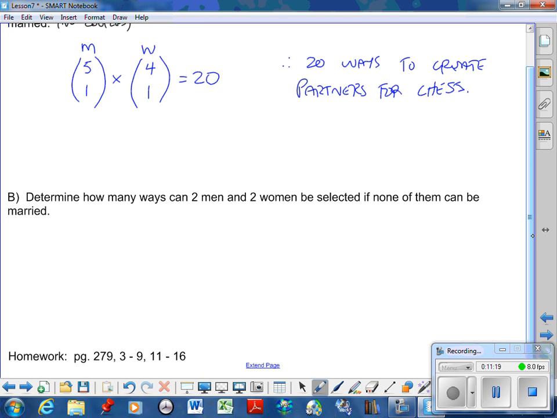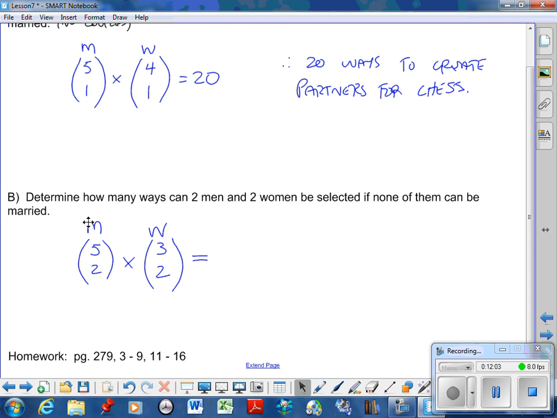B part: determine how many ways 2 men and 2 women can be selected if none of them can be married. How many ways can 2 men and 2 women be selected if none of them can be married? We're going to approach it the same way. It doesn't matter whether you start with the men or the women. For the men, I have 5 to choose from, and I'm going to pick 2 of them. Because order is not important, we can do this selection, and then we can say to the women, okay, the ones that are married, go off to the side. So now there's only 3 women left to choose from in order to pick the remaining 2. So you just eliminate them as you go through and do your calculation.